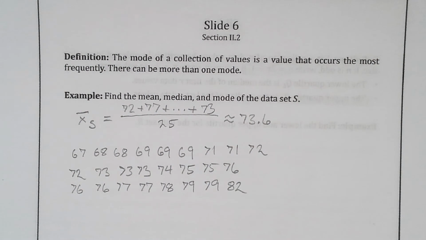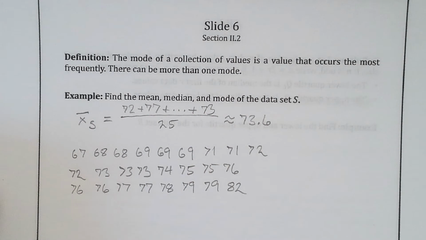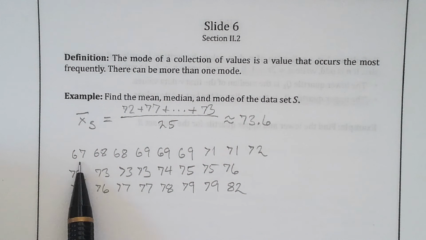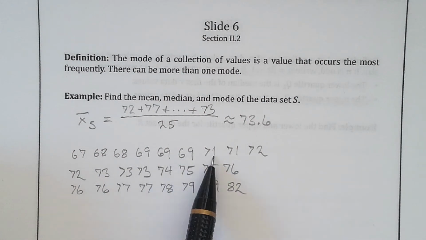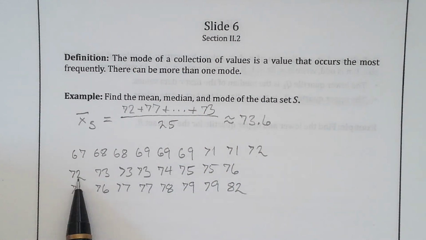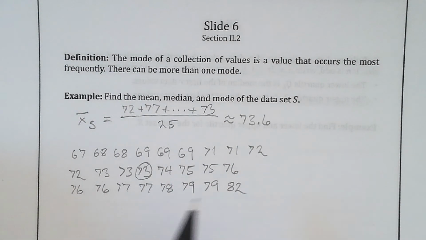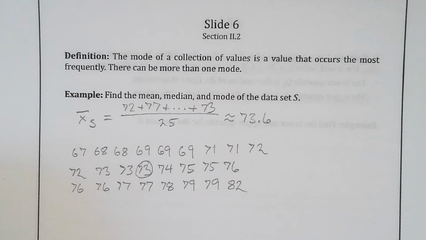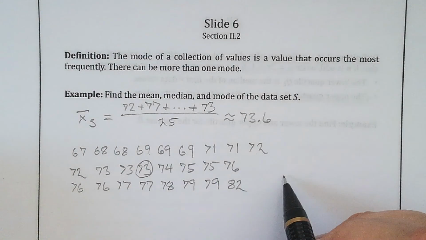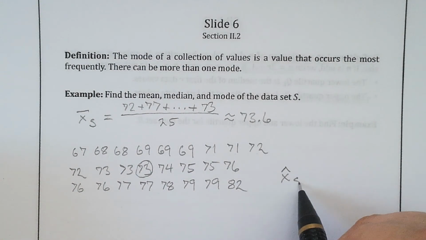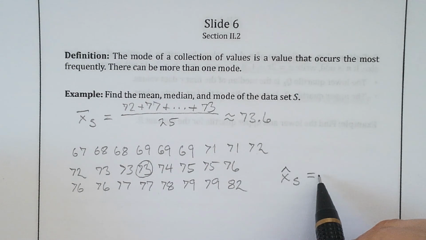Here n, once again, is odd because there are 25 scores. So I need the middle score, and that's going to be the 13th score in this case: 1, 2, 3, 4, 5, 6, 7, 8, 9, 10, 11, 12, 13. There should be 12 scores before it and 12 after it, and that looks right. So the median is 73.